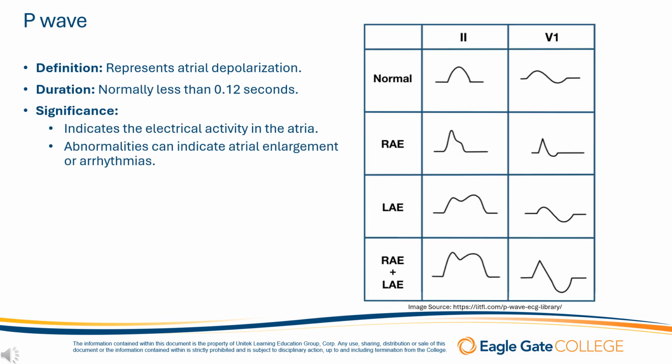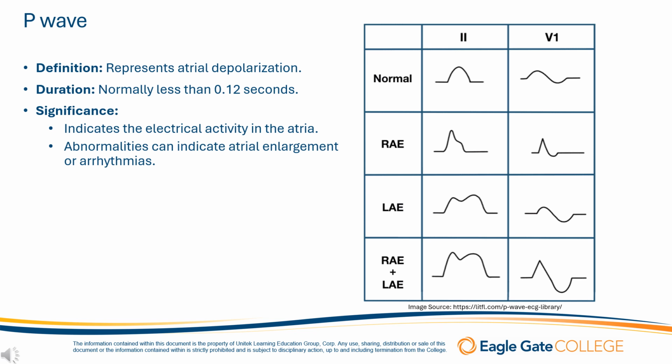Now let's look at the P wave in more detail. Understanding the P wave is crucial not only for interpreting ECGs, but for identifying potential atrial abnormalities. The P wave represents atrial depolarization. Depolarization is the process by which the heart's electrical cells become activated, leading to muscle contraction. Specifically, the P wave reflects the electrical activity that starts in the sinoatrial or SA node, spreads through the atria, and causes them to contract. This contraction pushes blood from the atria into the ventricles.